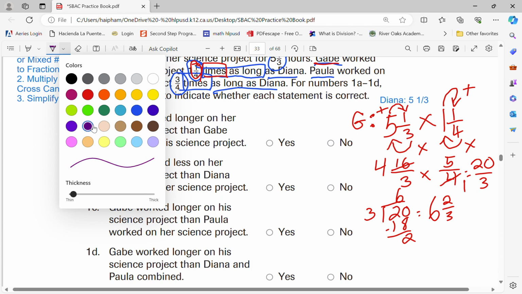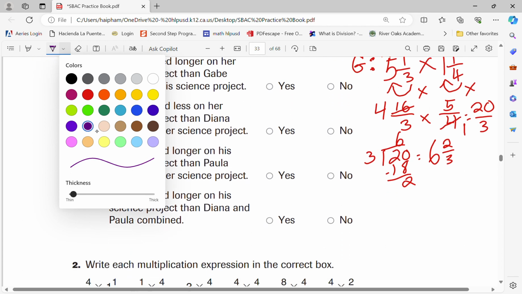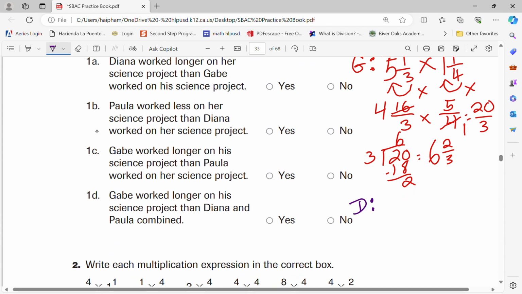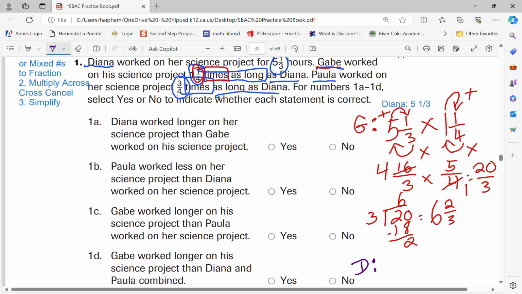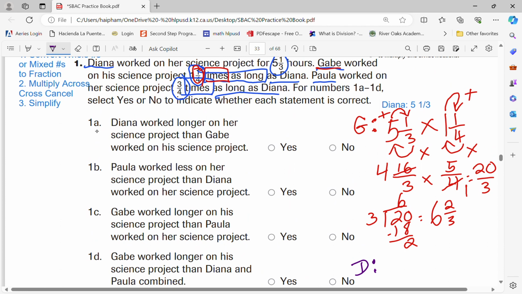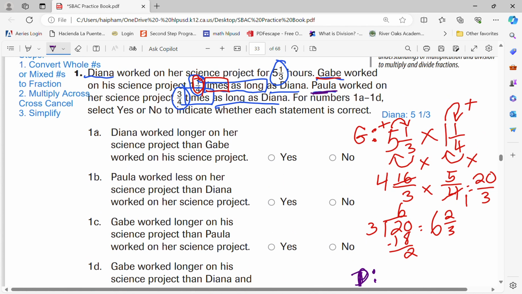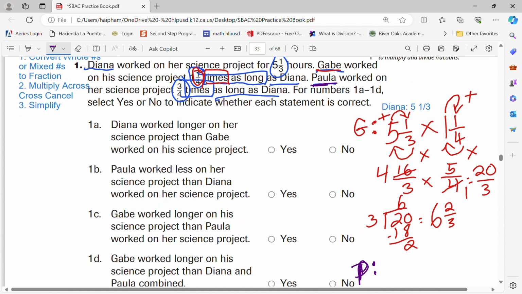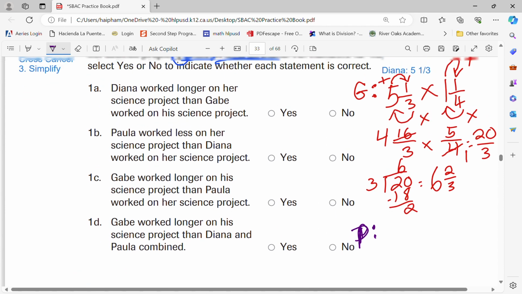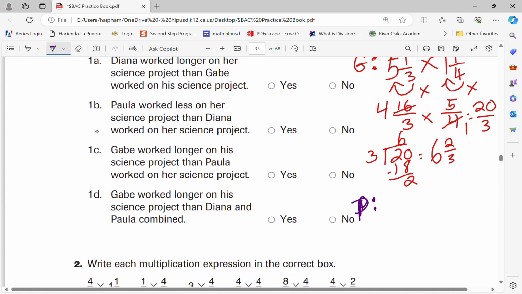Alright, now let's figure out how long Paula worked on her science project. Let's pick a different color and write D as our abbreviation for Diana. Excuse me, not Diana, Paula. Let's write a P for Paula, not a D. Paula worked on her science project 3/4 times as long as Diana. So we're going to take Diana's time again, 5 1/3, and multiply that by 3/4.